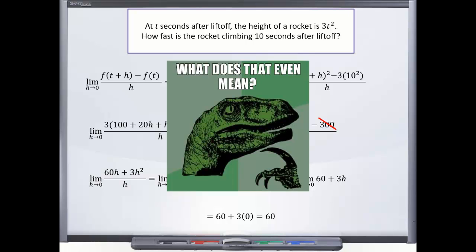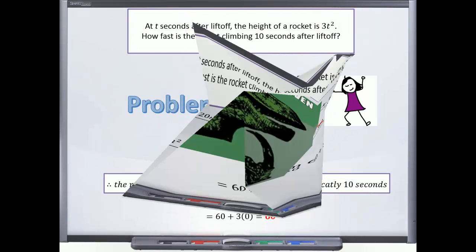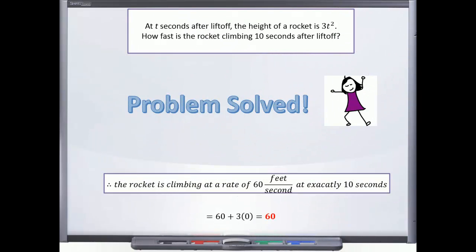Remember, we're finding a rate, and that's why you kind of don't want to keep thinking slope, slope, slope, slope, like I started the lecture with. You want to think rate, rate, rate, because that helps you interpret your answer and our problem solved. Woohoo! If this is a rate, this says the rocket is climbing at a rate of 60 feet per second at exactly 10 seconds. And that's the key word right there, exactly. And that gives us our definition of our derivative.